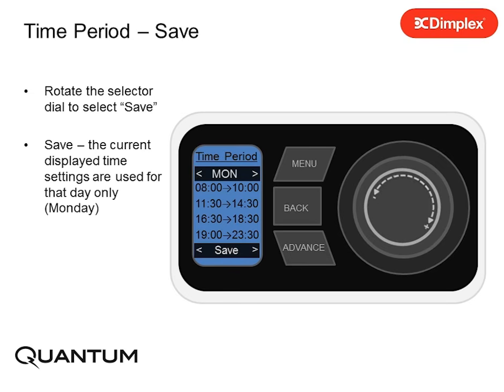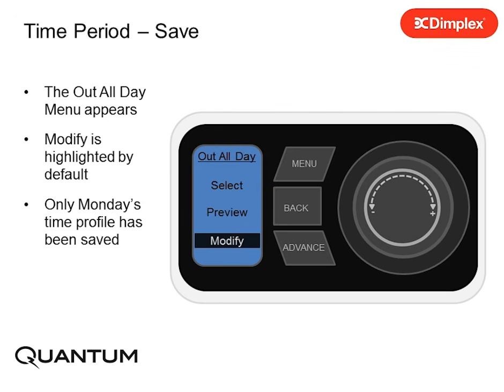To save, the current displayed time settings are used for that day only, Monday. Press the selector dial to save. The Out All Day menu appears. Modify is highlighted by default. Only Monday's time profile has been saved.